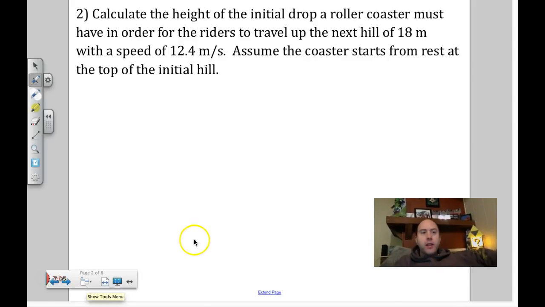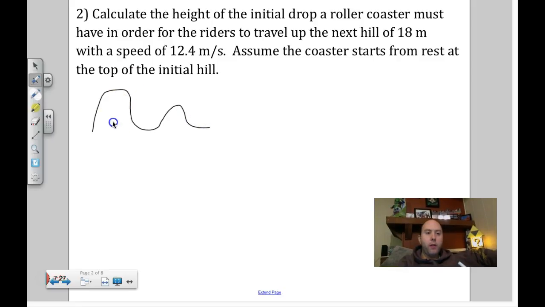2. Calculate the height of the initial drop a roller coaster must have in order for the riders to travel up the next hill of 18 meters with a speed of 12.4 meters per second. Assume the coaster starts from rest at the top of the initial hill. So if it helps, draw a picture. Here's my roller coaster.